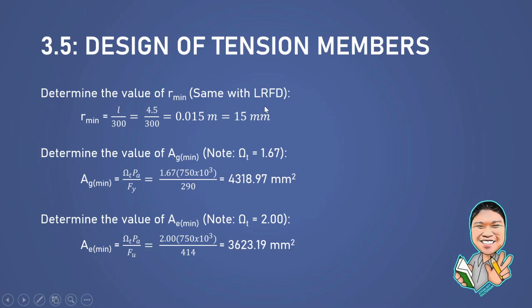So, 15mm. Solve for the value of AG min. So, 1.67 times 750 times 10 cube divided by 290. So, napakalaki niya compared doon sa una, no? So, 4,318.97. And determine for the value of AE min. Note that the reduction or the safety factor is 2, that is 3,623.19. I believe nagagets naman na to kasi nga simpleng multiplication na lang naman.